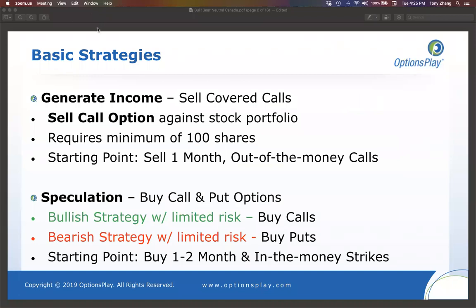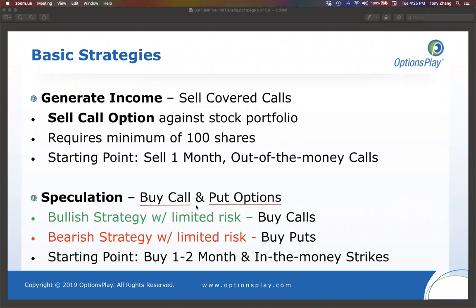The second strategy we're going to talk about is speculation. This is where you have a bullish or bearish outlook on an underlying stock, and you want to express that, and you want to be able to profit from that if you are correct. So you can either buy a call option if you're bullish, or you can buy a put option if you're bearish.